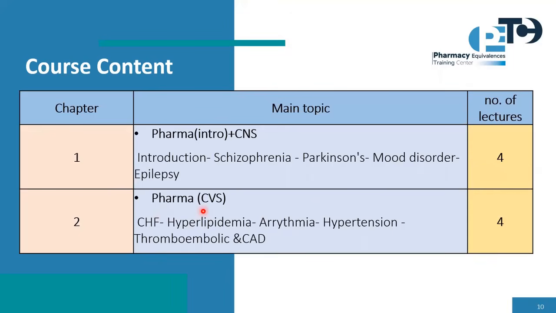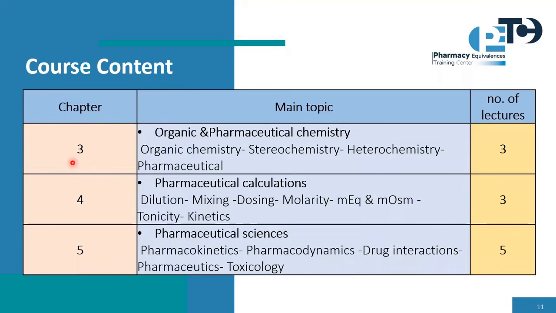Then we will have the CVS, cardiovascular system: congestive heart failure, hyperlipidemia, arrhythmia, hypertension, thromboembolic diseases, coronary artery disease, and pulmonary arterial hypertension. Those will be covered within 4 lectures. The next one will be chemistry, which is one of the very important chapters. Chemistry will cover all or most of the topics needed for chemistry in the exam. This will be covered within 3 lectures: organic chemistry, stereochemistry, heterochemistry, and pharmaceutical chemistry, the structures. Many topics are included inside this chapter.